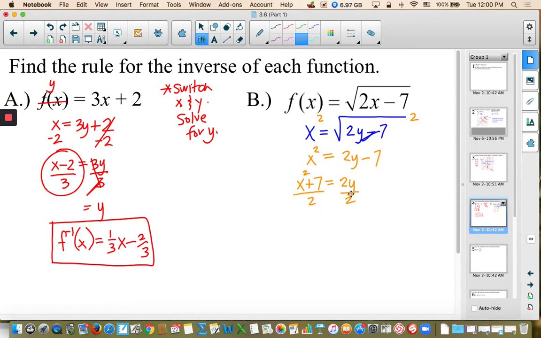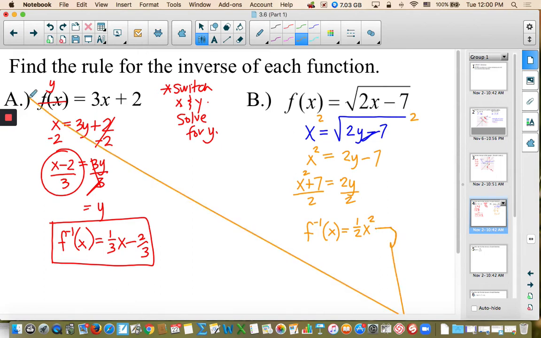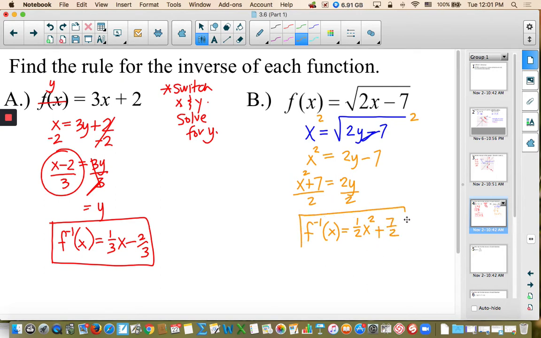And again, I get y equals, or f inverse of x equals, and then I'm going to split this up into two pieces. So x squared over 2 is the same as 1/2 x squared plus 7 over 2. Oops. Pen, crazy pen. 7 over 2 would be 7/2. And that is my answer for the second one.